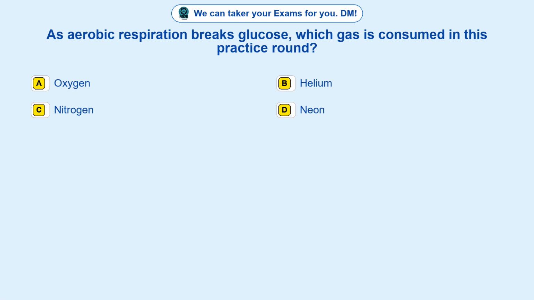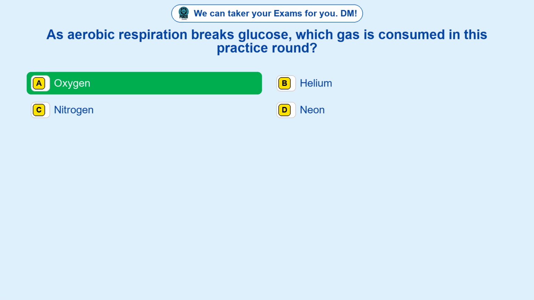Question 23. As aerobic respiration breaks glucose, which gas is consumed in this practice round? Option A, oxygen. Option B, helium. Option C, nitrogen. Option D, neon. The correct answer is option A.